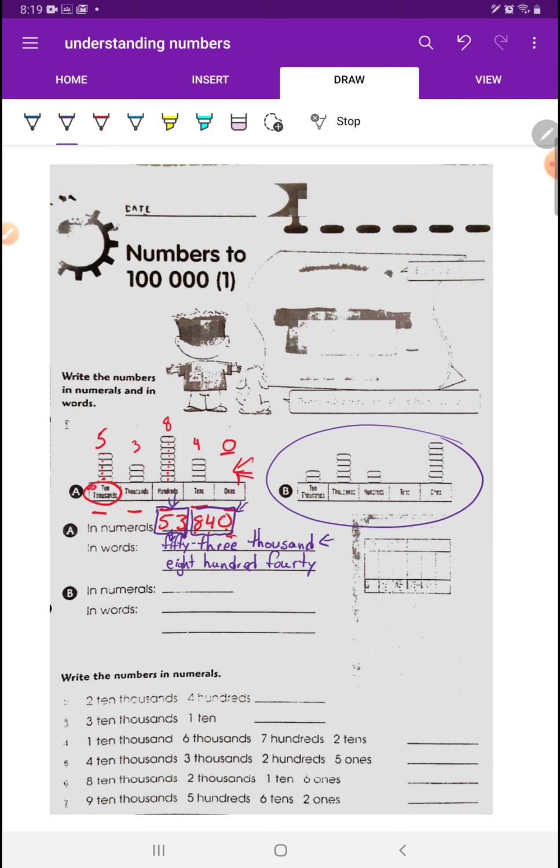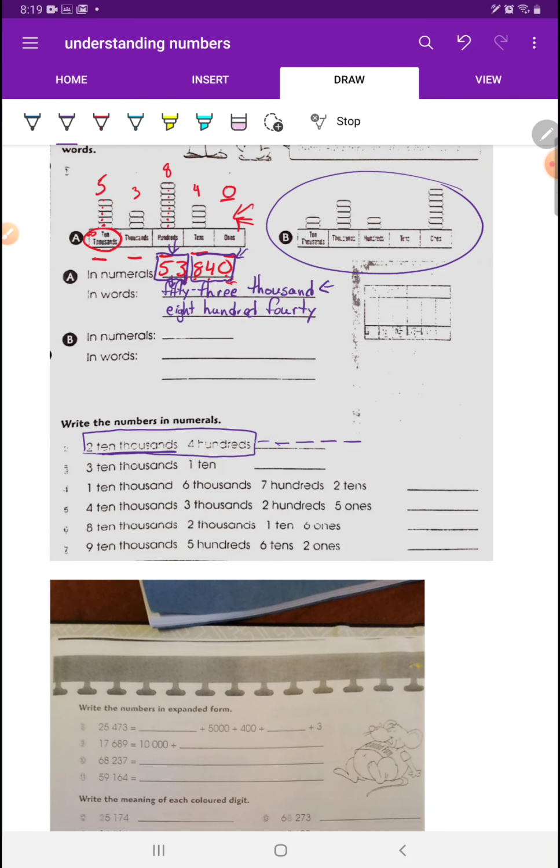Now, write the numbers in numerals. This is the same thing as up above. It's just now we've got something where we don't have the pictures anymore. Now again, we have 10,000s. As soon as we have 10,000s, we know we have a 5-digit number. 1, 2, 3, 4, 5. We have to have a 5-digit number. This is ones, this is tens, this is hundreds, this is thousands, this is 10,000s. You see how that's 5 digits?